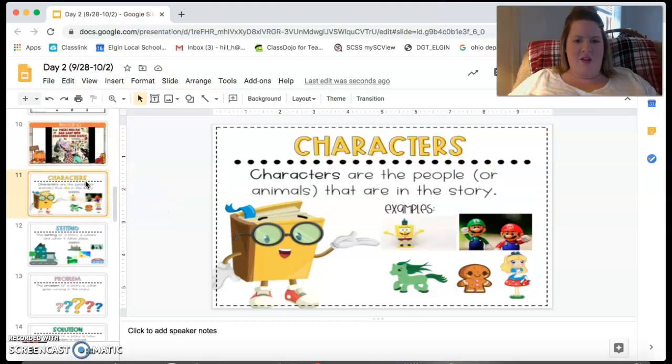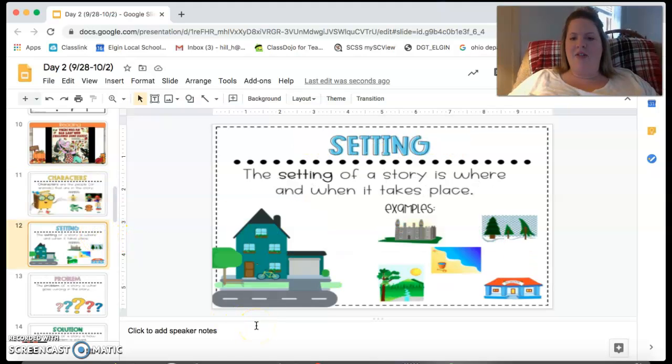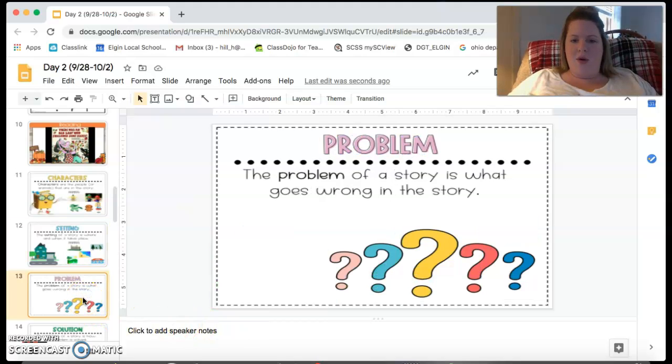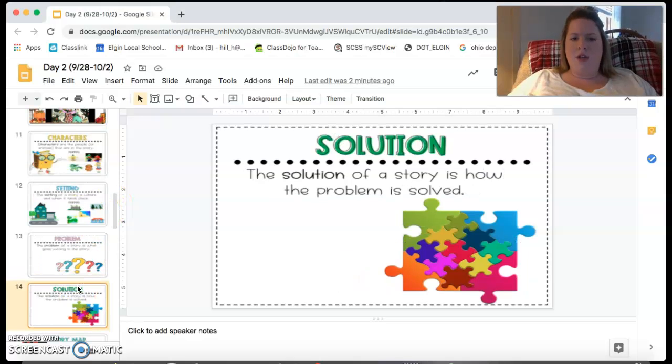Okay, so characters. Characters are the people in the story or animals that are in the story. Some examples of that would be SpongeBob, Mario, we have the gingerbread man. Setting. The setting of the story is where the story takes place. And then the problem of the story is what goes wrong in the story. And then solution is how the problem is solved.